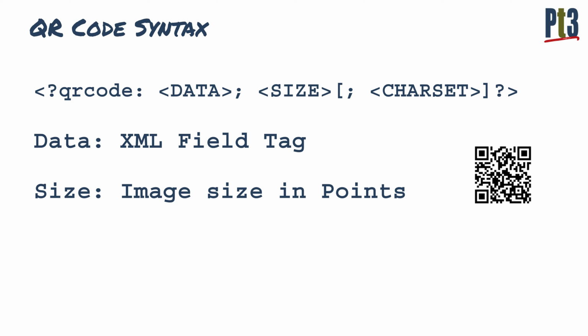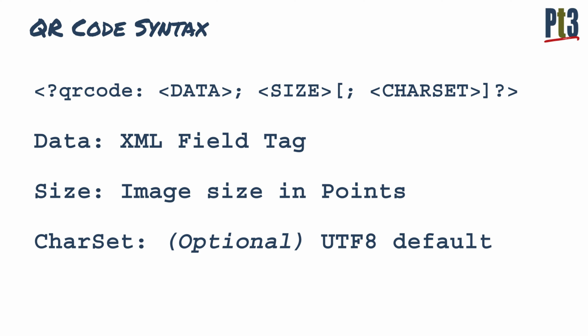Size is in points. This is the overall size of the rendered QR code. Since it's a square, each side will be this many points wide. Charset is optional and UTF is the default. We should be using UTF-8 for all our XML files in PeopleTools since ASCII can't handle the special and non-English characters common in PeopleSoft data.